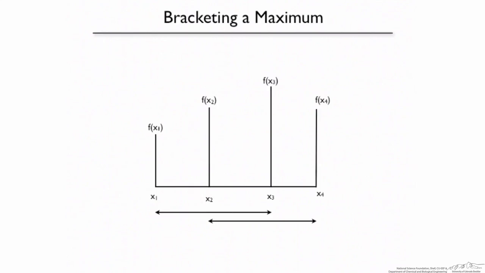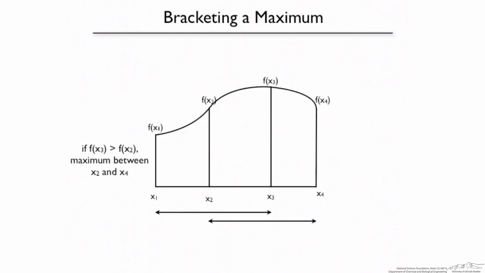So this is the process we're trying to decide. Is the maximum in the x1 to x3 interval or the x2 to x4 interval? Well, it turns out that if f of x3 is greater than f of x2, the maximum must be between x2 and x4. We don't use any other information about the function values, just that the function value at x3 is greater than the function value at x2.